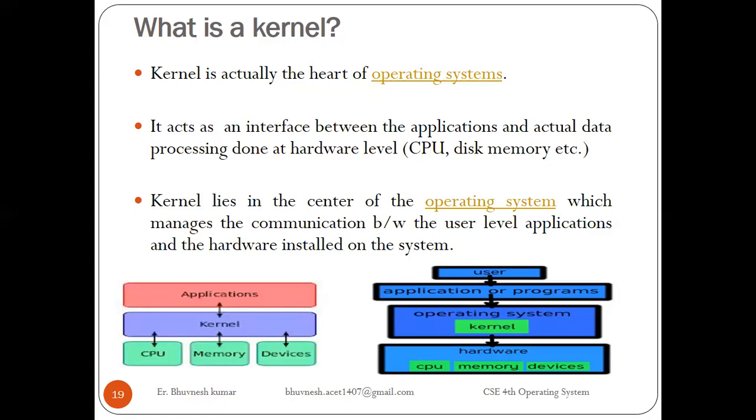Kernel is the main component. It takes the request from the application and forwards it to your hardware. Hardware fulfills that request, and again the kernel goes back to the application, meaning your message will be shown on your screen. So kernel is actually the heart of the operating system. It lies in the center of your operating system and manages your communication. If there is any request from an application, kernel will forward that request to the hardware level.